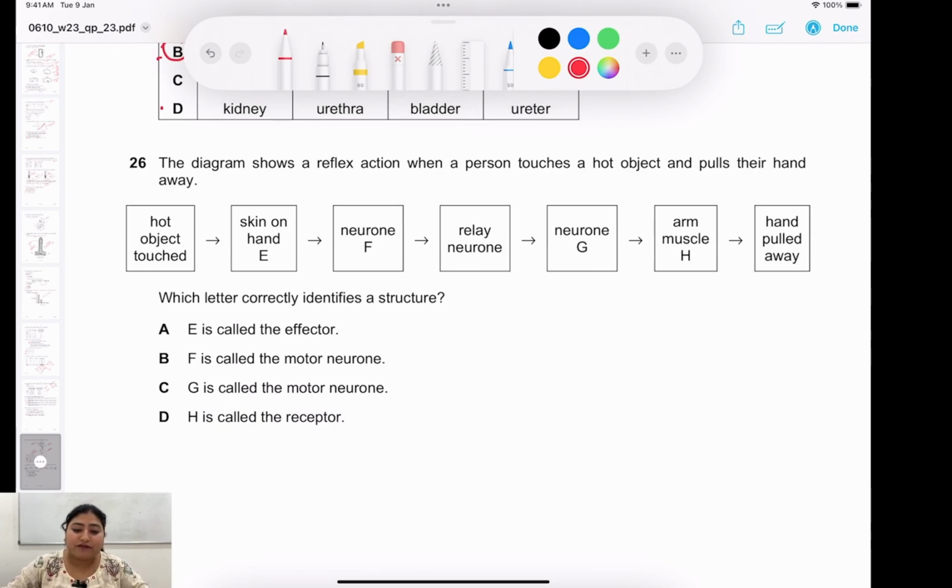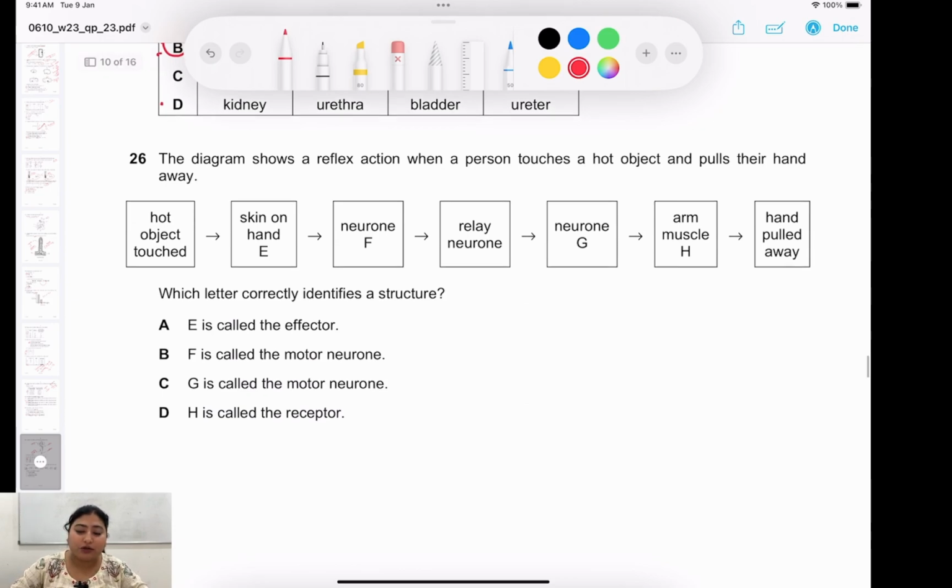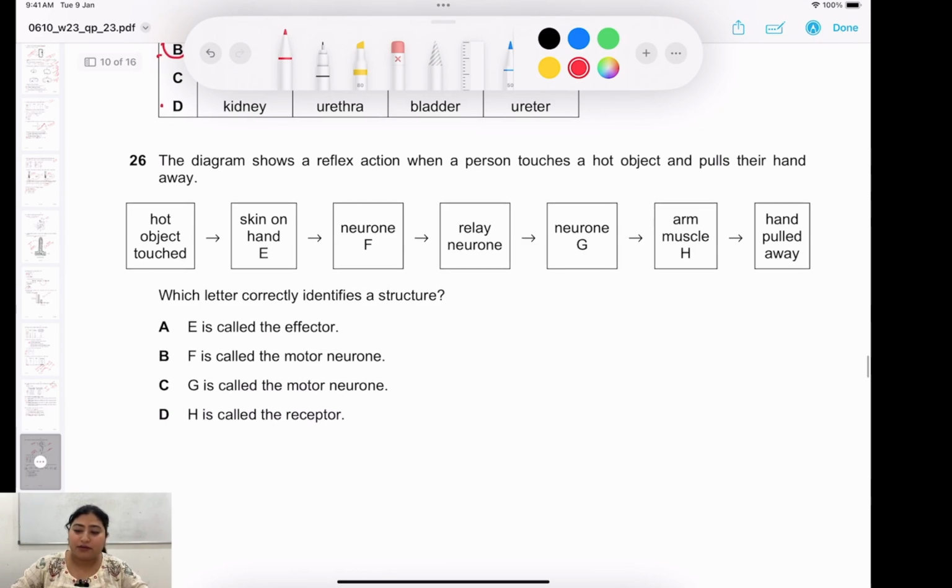The diagram shows a reflex action when a person touches a hot object and pulls their hand away. So this hot object touched is going to be the stimulus. Skin on hand, E, is the receptor. F here is the sensory neuron. Then relay neuron. That means this relay neuron is a part of your CNS. G here is going to be your motor neuron. H here is going to be what? Your effector, and hand is pulled away.